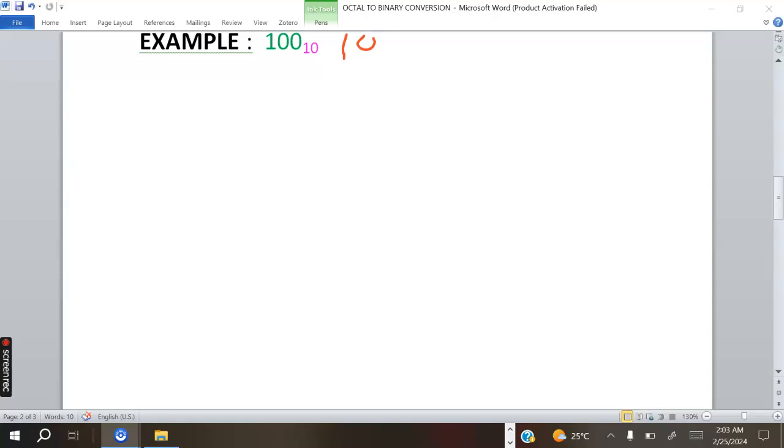100. You divide by 2, and this will give you 50 remainder 0. Next we have the 50.